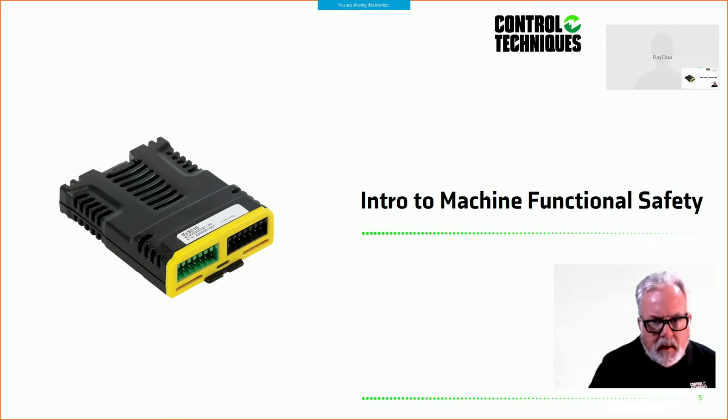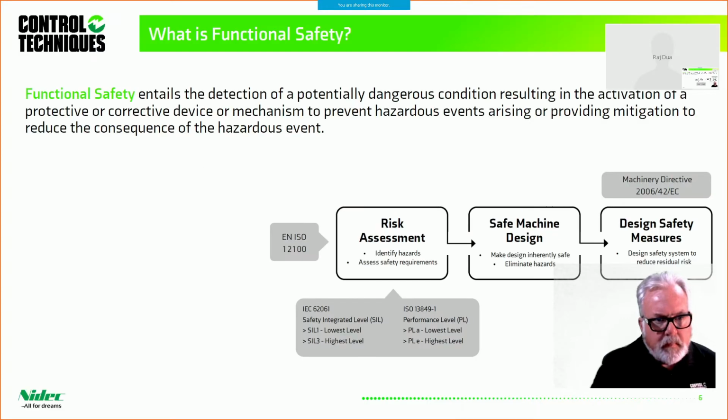So to begin, let's look at machine functional safety. Functional safety entails the detection of a potentially dangerous condition resulting in the activation of a protective or corrective device or mechanism to prevent hazardous events arising or providing mitigation to reduce the consequence of the event. So in a nutshell, that is what functional safety is.